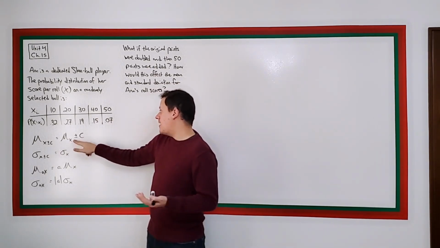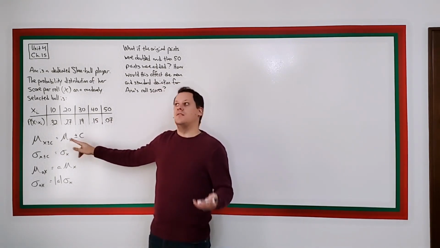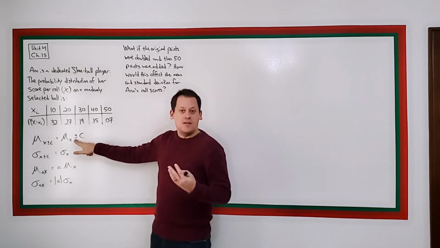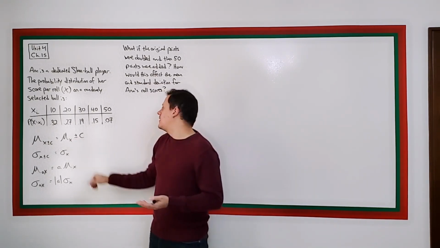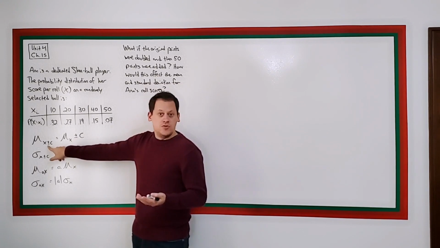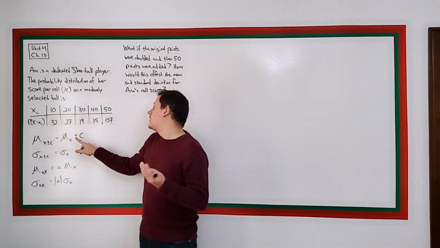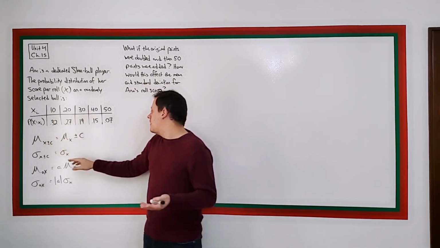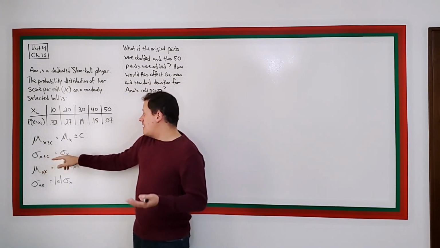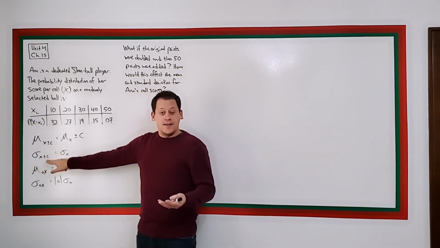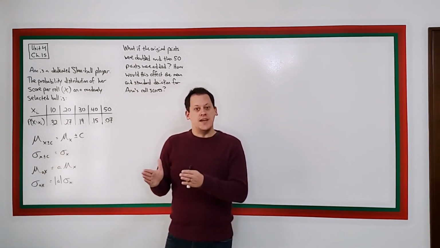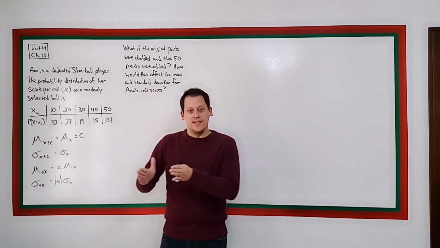If we add a certain amount, the mean goes up by that amount. If we subtract instead, the mean gets subtracted by that amount. So essentially, whatever you do to the random variable, the same thing happens to the mean. For the standard deviation, if all you're doing is adding or subtracting a constant, the standard deviation doesn't change because you're not changing how spread out the data values are.